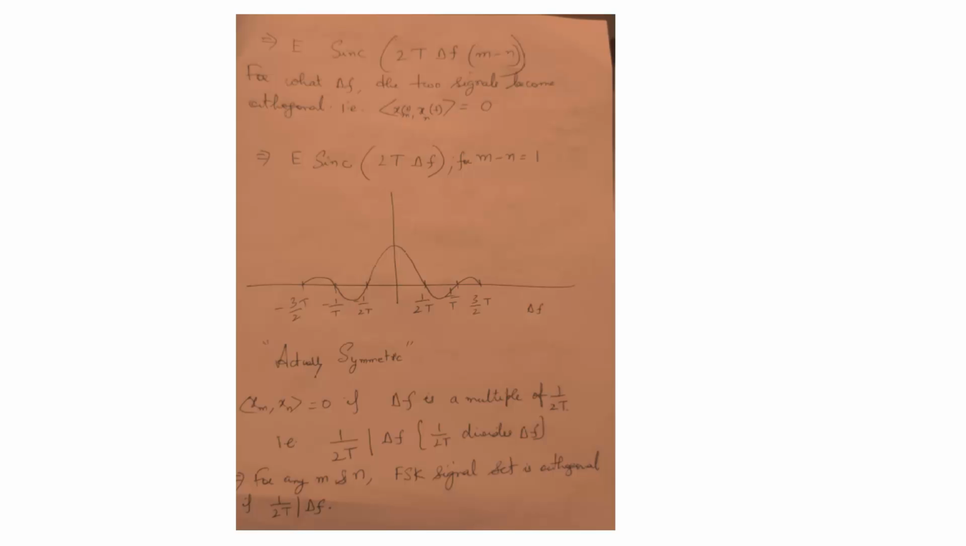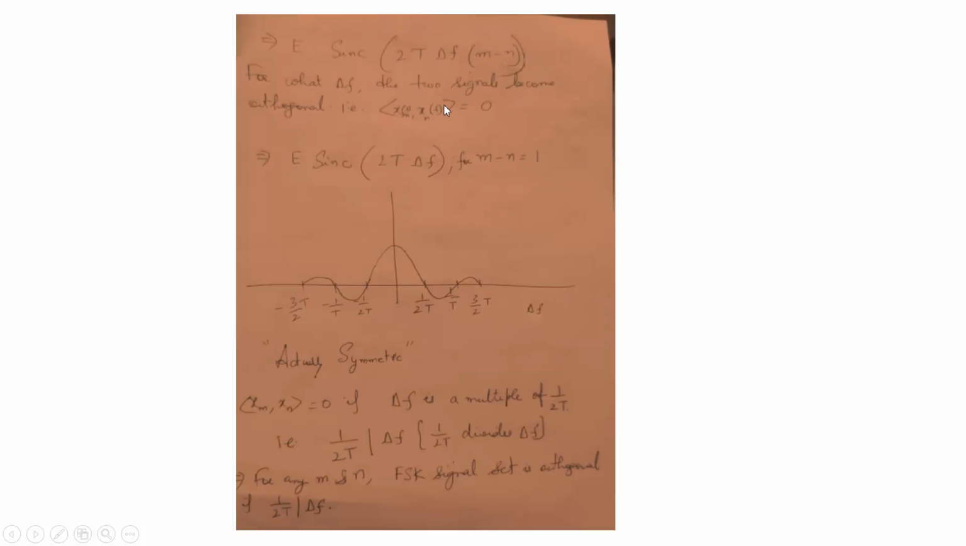Now, what we are doing with this solution is that we are trying to find out the inner product of the two signals. Now we want to see when this inner product will go to 0. Now if you see this expression, the inner product is equal to E times sinc of 2TΔf when m minus n is equal to 1.